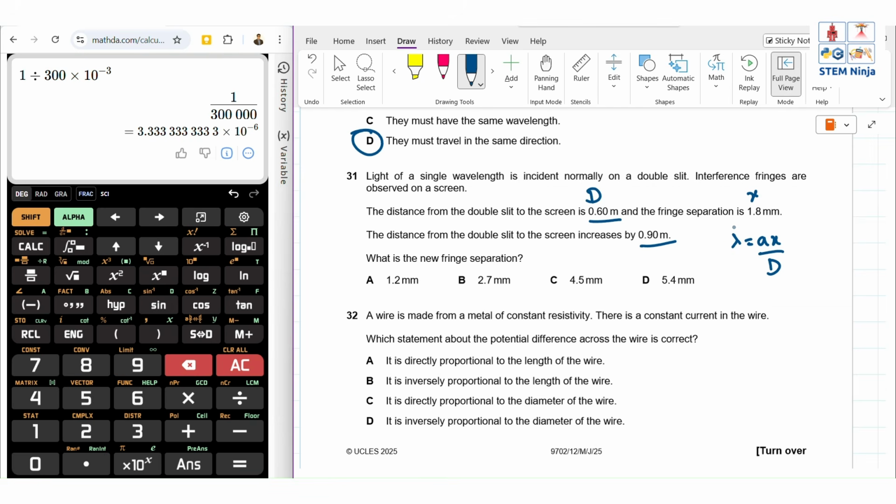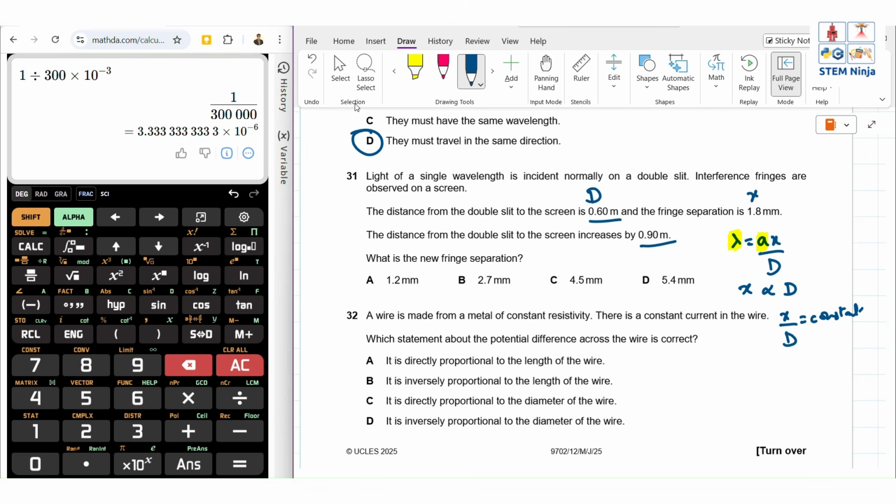So lambda is constant. The items that are constant are lambda and slit width. So this means that X is directly proportional to D, or basically you could say that X over D is constant.